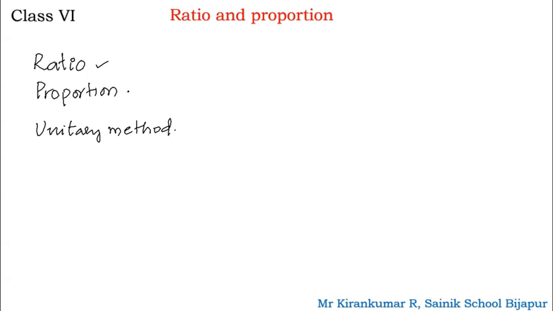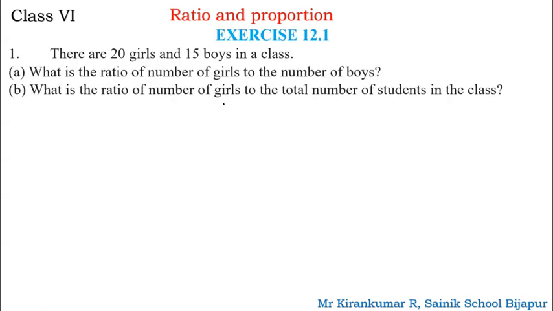Proportion is when two ratios are equal. If A is to B and C is to D are equal, we say that they are in proportion. We write in this format: A is to B as C is to D. Unitary method: in this method, we find the quantity for one unit and then calculate for complete units. With this basic information, we shall take up exercise questions, and let's begin exercise 12.1.